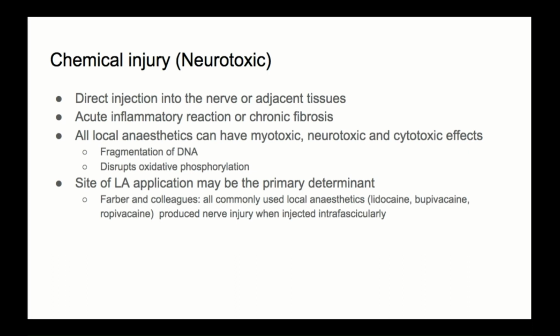All commonly used local anesthetics have inherent properties of mild neurotoxic and cytotoxic effects. All these LAs can cause fragmentation of DNA and uncoupling of oxidative phosphorylation, which subsequently leads to cell apoptosis. Because of these inherent properties, whatever LA we use, if we somehow inject it intrafascicularly, it can cause peripheral nerve injury. So the site of the LA injection may be the primary determinant of causing a peripheral nerve injury.